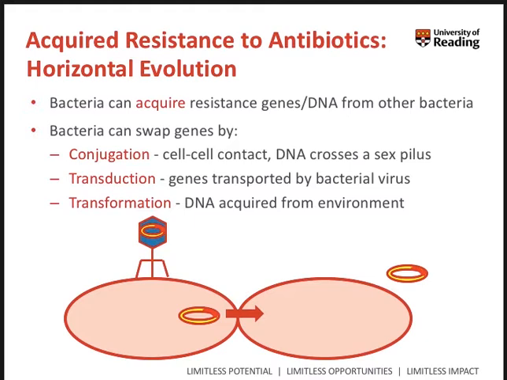The second type of acquired resistance is where bacteria acquire genes or DNA from other bacteria. They can swap genes in a number of ways, depicted here. One is by conjugation, by direct contact between bacteria; by transduction via a bacterial virus; or some bacteria can uptake DNA from their environment, called transformation. In that sense, they can very quickly acquire, for example, a gene that encodes something that confers resistance. I'm going to explain that a little bit more on the next slide.